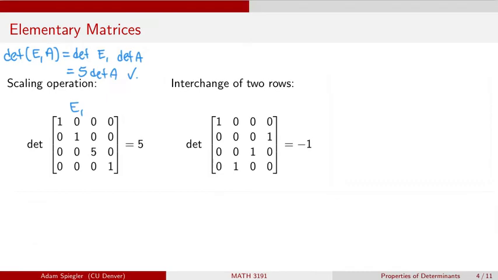If I do an interchange of two rows, here is the identity matrix which has had row 2 and row 4 interchanged. So this is also an elementary matrix. And here you could verify that the determinant of this matrix is -1. We can justify that in the following way. If we do a cofactor expansion across row 1, there's only one non-zero term. So we would get 1 times the determinant of the submatrix over here.